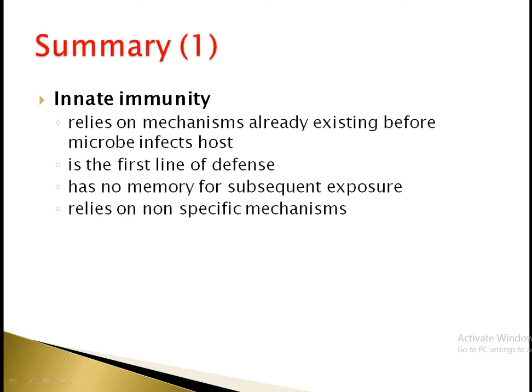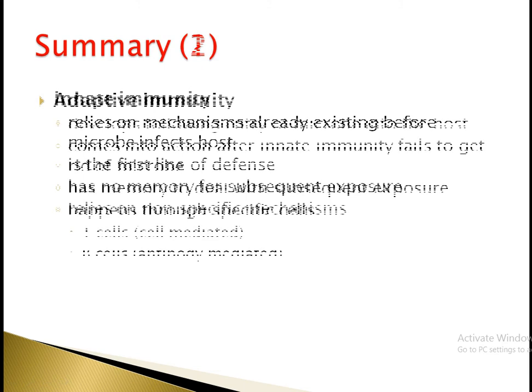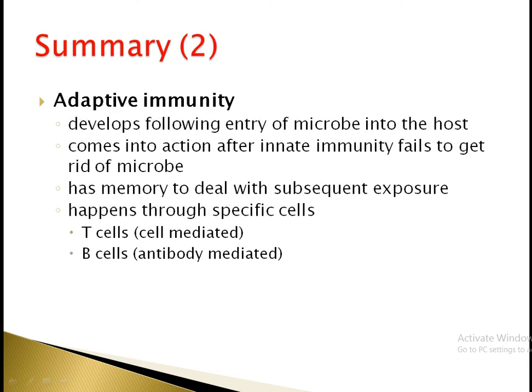So for the summary, what is innate immunity? It relies on mechanisms already existing before microbes infect the host. It is the first line of defense, has no memory for subsequent exposure, and relies on non-specific mechanisms. Summary for adaptive immunity: it develops following entry of the microbe into the host, comes into action after innate immunity fails to get rid of the microbe, has memory to deal with subsequent exposure, and happens through specific cells, T lymphocytes and B lymphocytes.